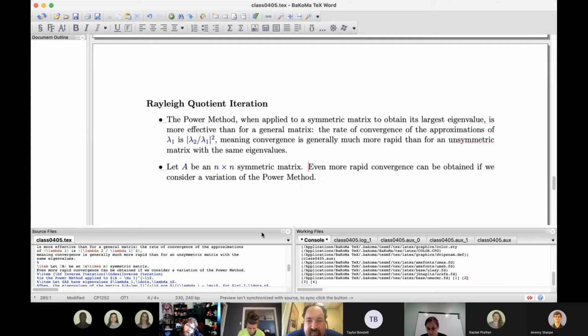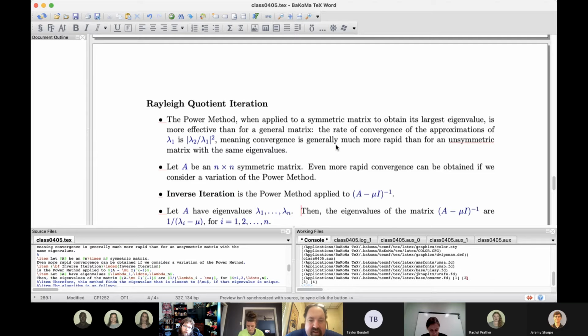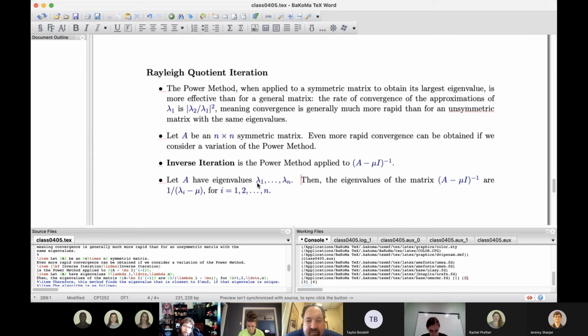But now we can speed it up even more using an approach I mentioned before: inverse iteration. Inverse iteration is a power method applied to (A minus mu I) inverse, where mu is some chosen shift. If lambda 1 through lambda n are the eigenvalues of A, then we subtract the shift from them, and because it's the inverse, we take 1 over them. These are the eigenvalues of the shifted inverse.